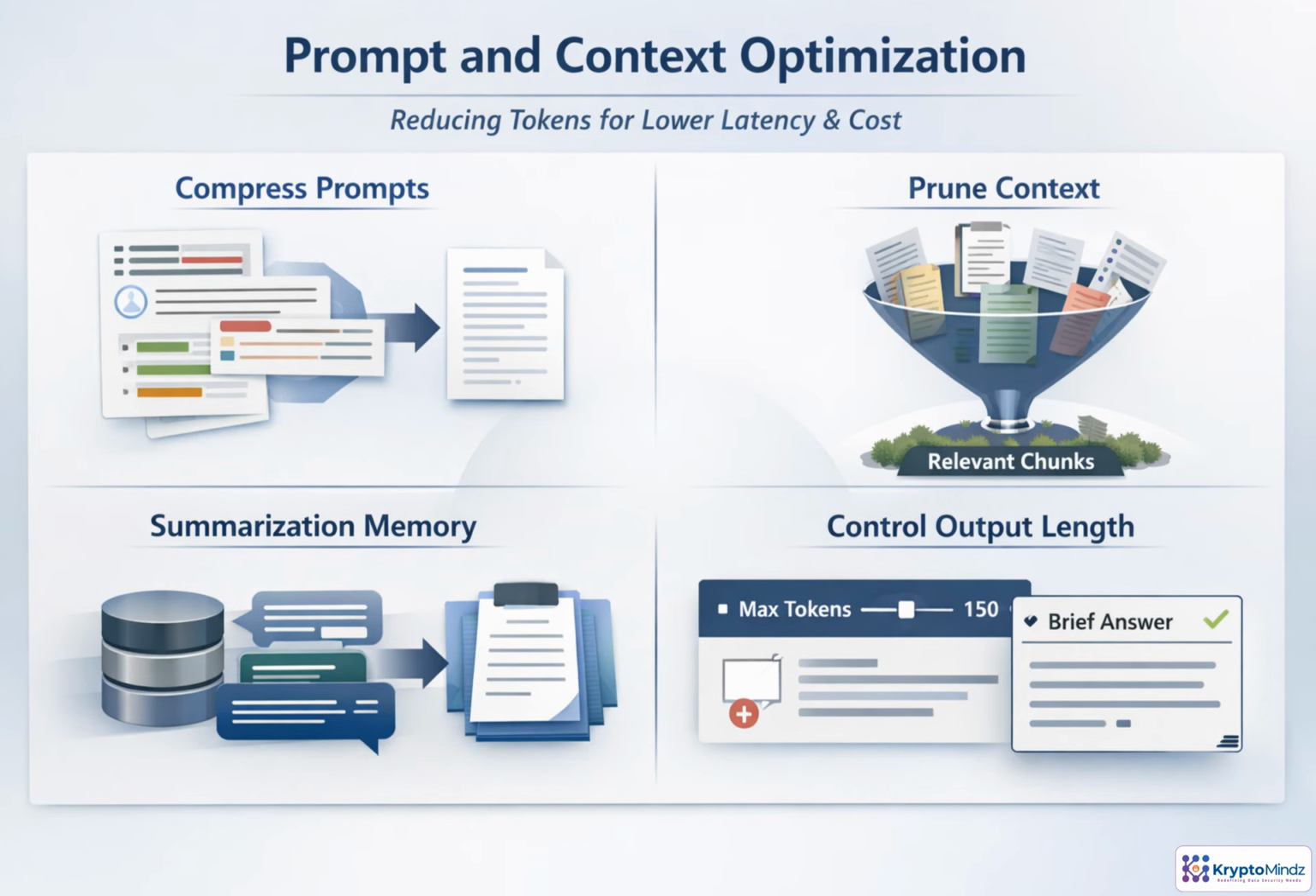Often, the fastest optimization is not a new model. It is sending fewer tokens. Tighten the prompt by removing repeated rules, shortening examples, and turning long guidance into clear directives. Prune retrieved context by keeping only the most relevant chunks, capping top K, deduplicating overlap, and stripping metadata the model will not use. For conversations, replace full history with a compact running summary. Constrain the answer with max tokens, a defined format, and a request for concise responses. Measure tokens before and after every change.